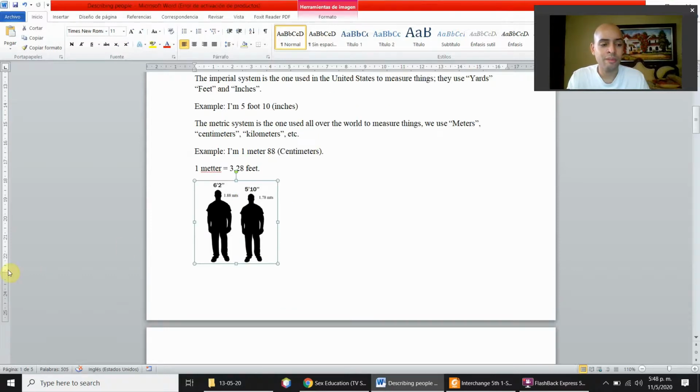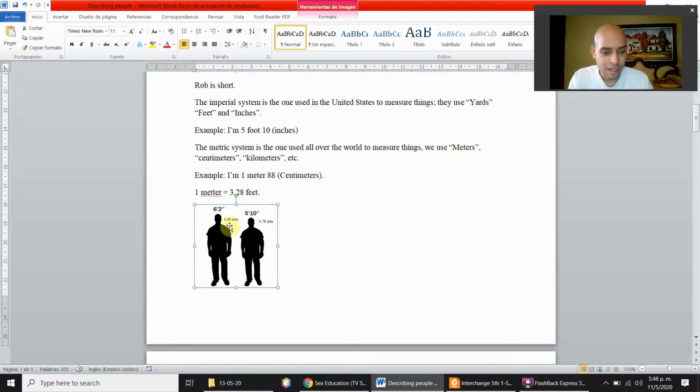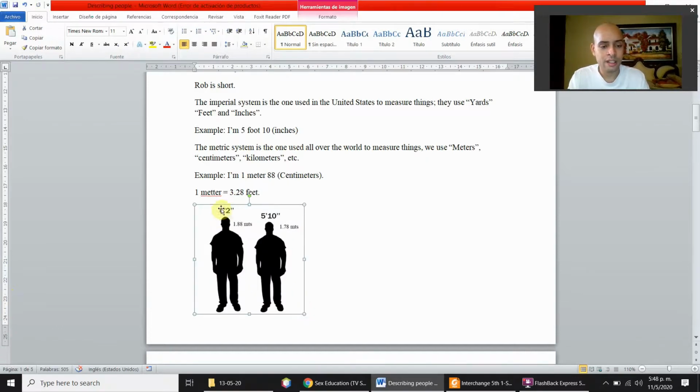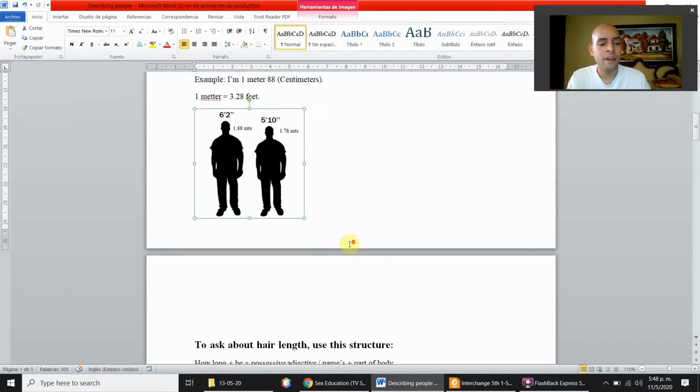So here we see some examples of some people, the size. This guy here is 6 feet 2 inches, and this one is 5 feet 10 inches. Or it's the same thing as saying this guy is 1 meter 88 centimeters, and this one is 1 meter 78 centimeters. I believe it's pronounced that way. I'm going to look for that later. So that is the example.